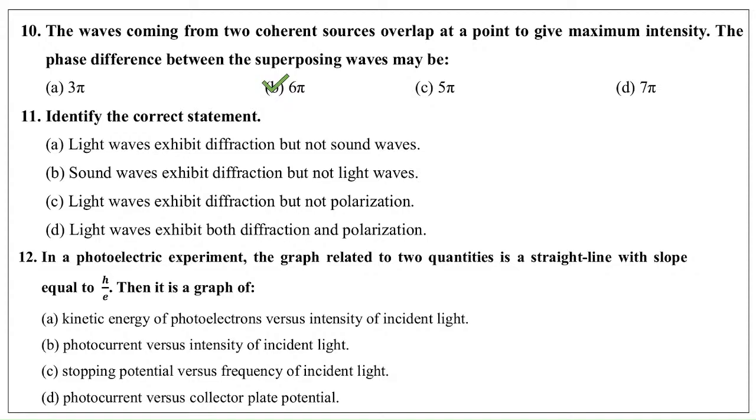Next. 11. Identify the correct statement. Answer is option D. Light waves exhibit both diffraction and polarization. Next. 12. In a photoelectric experiment, the graph related to two quantities is a straight line with slope equal to h by e. Then it is a graph of. Answer is option C. Stopping potential versus frequency of incident light.